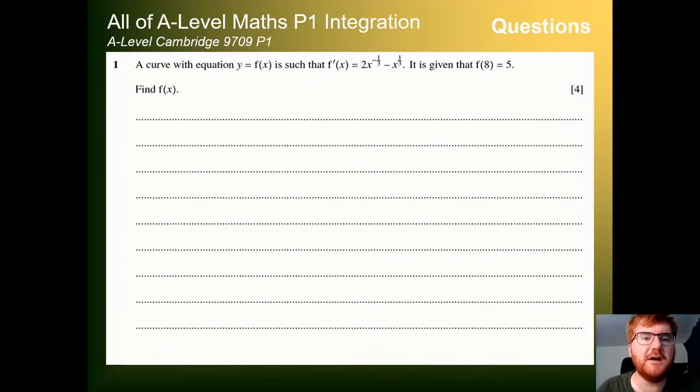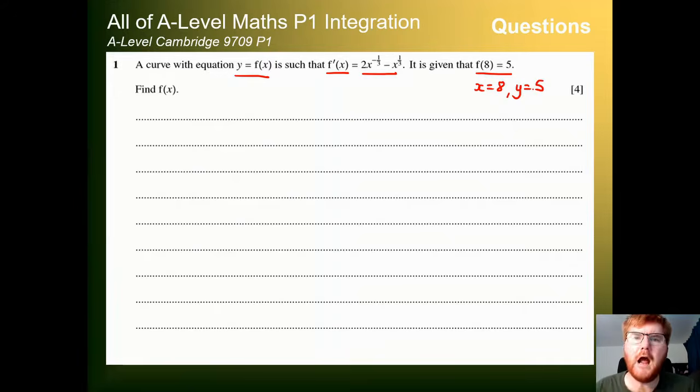A curve with equation y equals f of x is such that f dash of x, the first derivative of the function, is equal to this here, and we're given some initial conditions: f of 8 is equal to 5. What that means in ordinary language is when x is equal to 8, y is equal to 5. One thing you need to be aware of on the A-level courses is getting used to the different ways they can express things. Notice they've used function notation here, but they could have written x equals 8, y equals 5 as well. And from this we need to work out f of x, the original function.